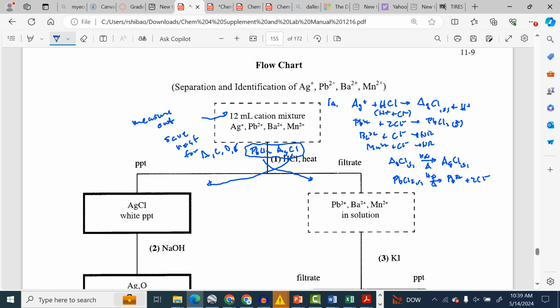We have to filter this while it's hot, because if it cools down, the lead will reprecipitate out of solution, and then we'll capture both silver and lead. If we capture both silver and lead, it screws up this test. We get some really weird results. So we filter it hot, and then we want to rinse it with hot water. And so what you need to do is set up a hot water bath.